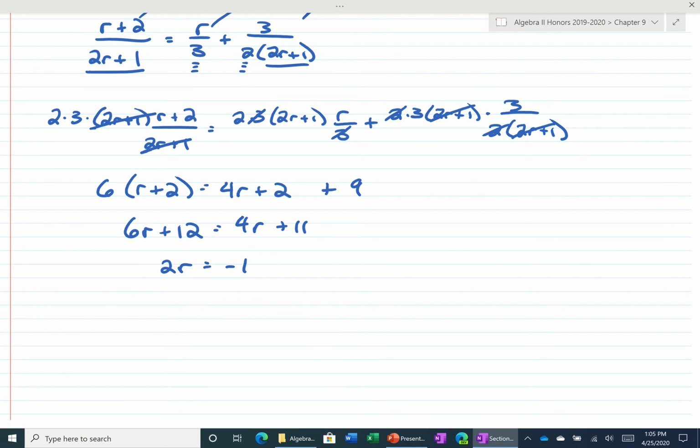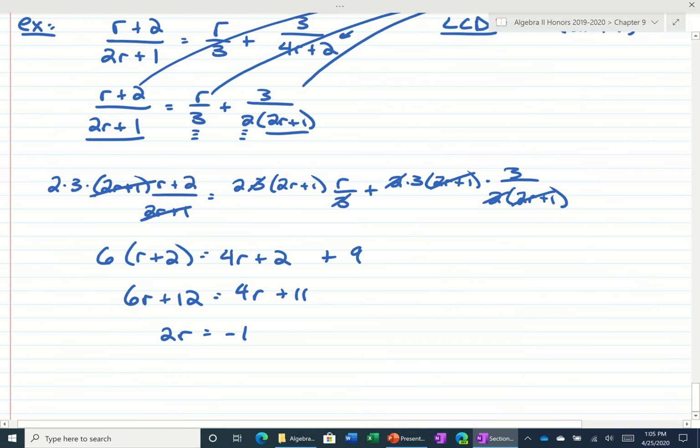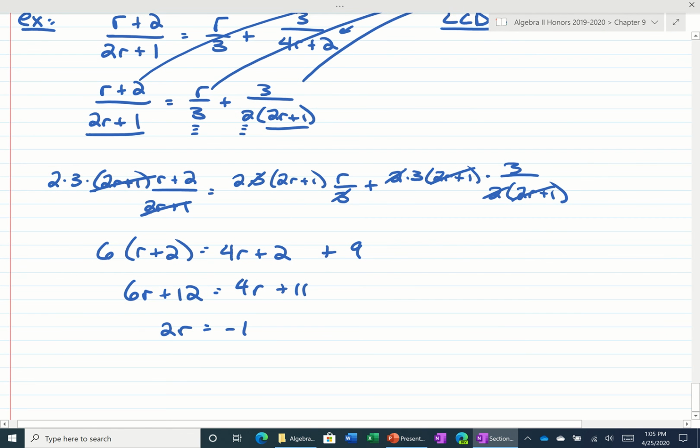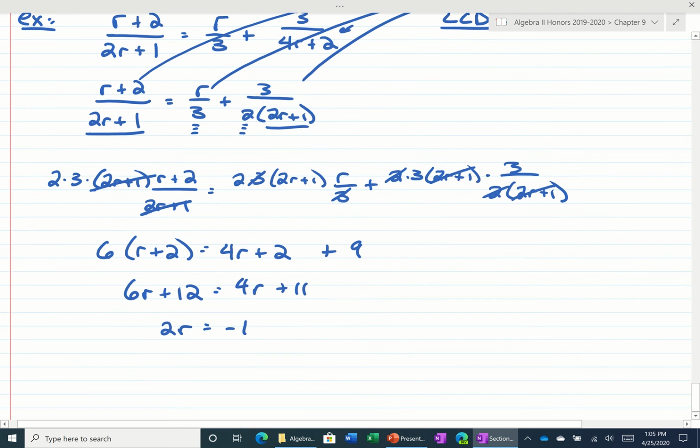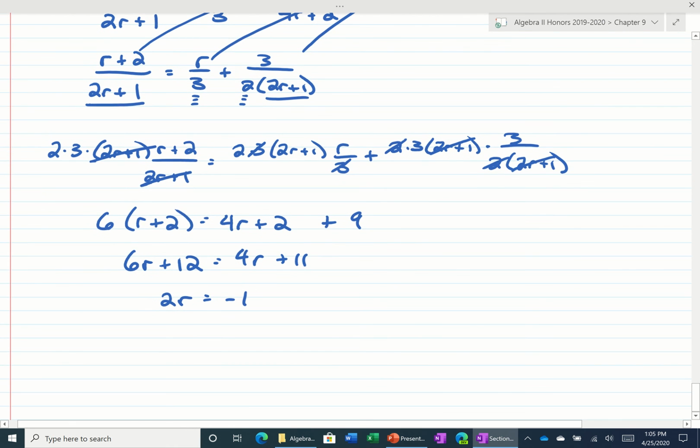Let me just make sure I did this right here. I'm just double checking, make sure I did this right. So that's right, 6 times r plus 2 is equal to, yeah, right here. I made a little bit of a mistake. Alright, so let me see here. That would be 2 times r times 2r plus 1. So this would be 4r squared plus 2r. Alright, so I'll just fix this real quick here.